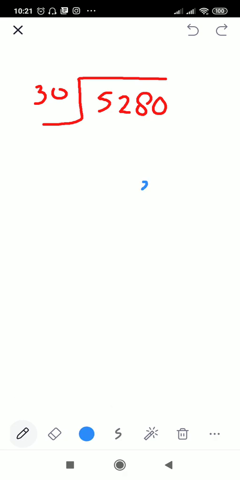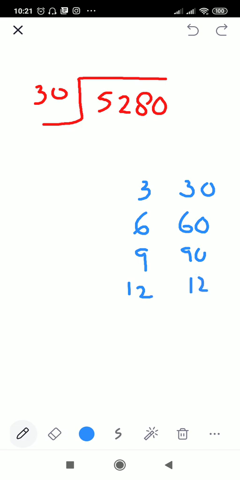Like 3 ones are 3, so 30 ones are 30. 3 twos are 6, 30 twos are 60. 3 threes are 9, 30 threes are 90. 3 fours are 12, 30 fours are 120. Right? So this table is going to help us to write down the answer here, and we are going to divide it.